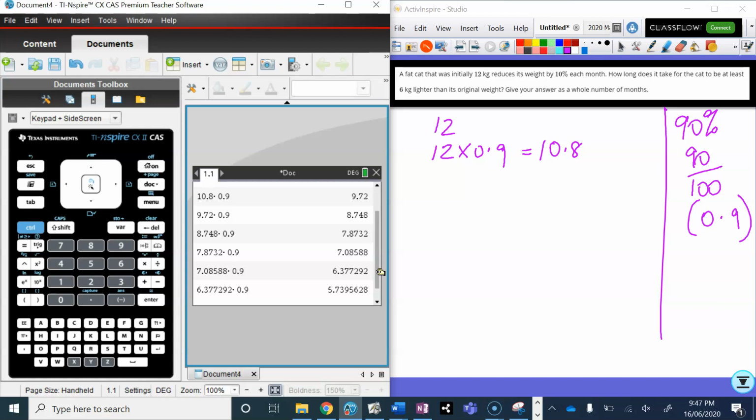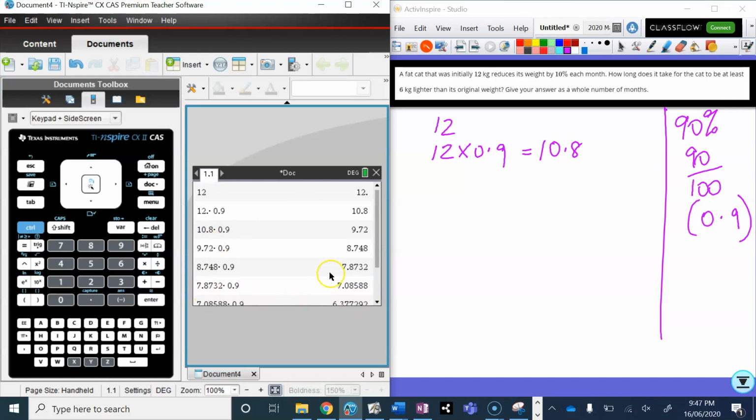So really what we can pretty much say just from that style of calculation is that in 7 months, this cat will be less than or lighter than 6 kilograms in weight. So that's one way of doing it. We call that method recursion, repeated calculations over and over and over.